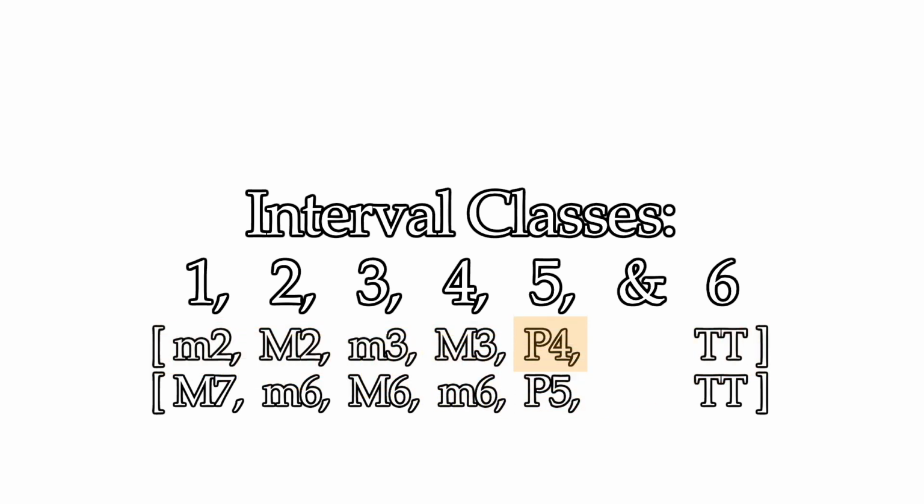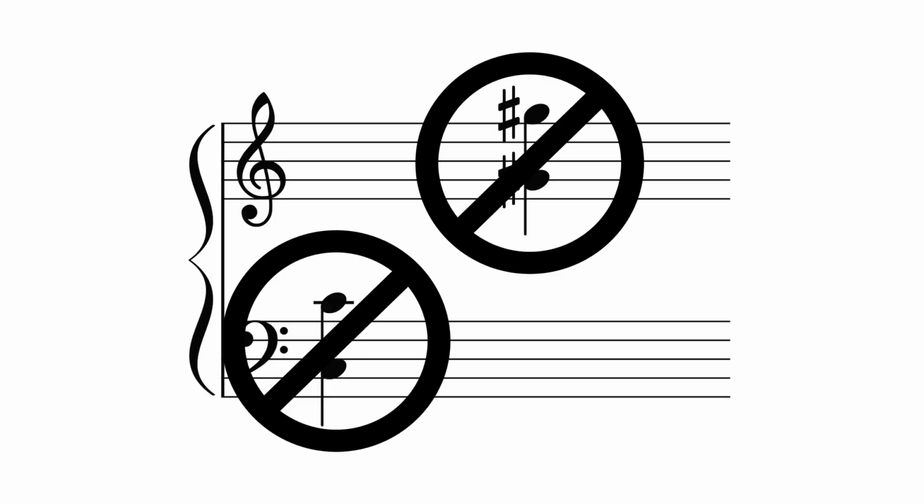Perfect fifths and perfect fourths are both IC5. There is no such thing as an IC7. This is only possible because we don't care about direction. And no, octaves are not a thing in set theory. It's the same pitch class, so it's the same note. It compresses to a unison, and there's no IC0.